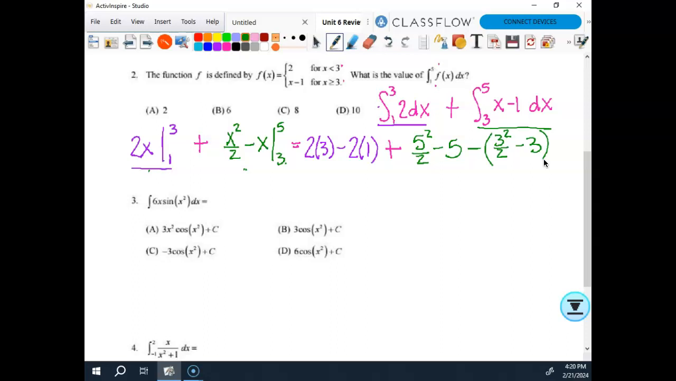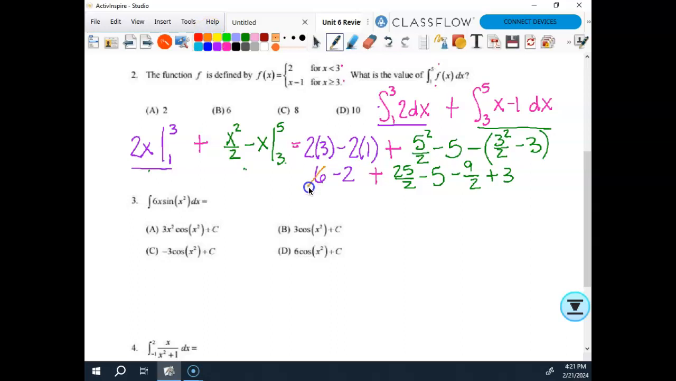I'm just going to clean this up a little bit, which I could have done in this step, but it's kind of safer that I didn't. Let's get 6 minus 2. I know you can do that, but I'm just going to clean it all up. Plus, then this is going to be 25 over 2 minus 5 minus 9 over 2 plus 3, because I have to distribute that. That's something that could harm you in all of this. And so now I'm going to combine stuff.